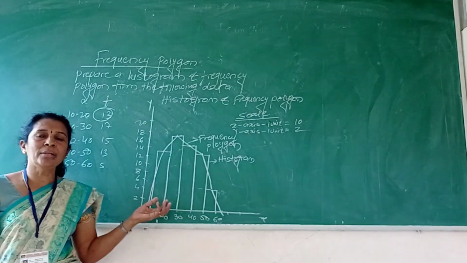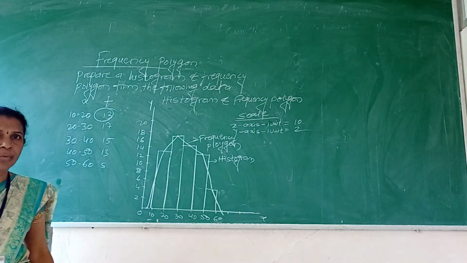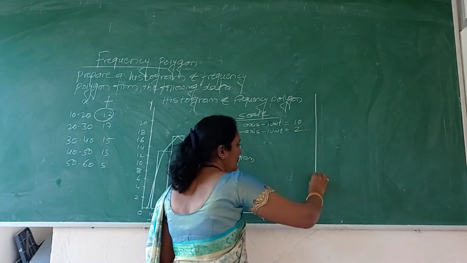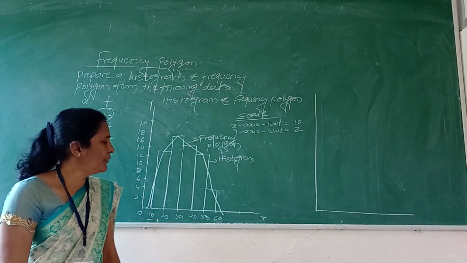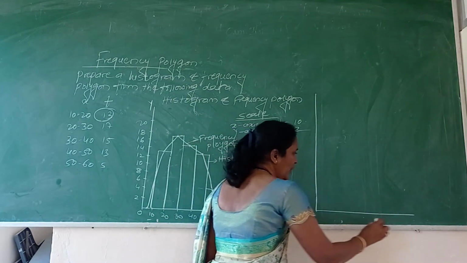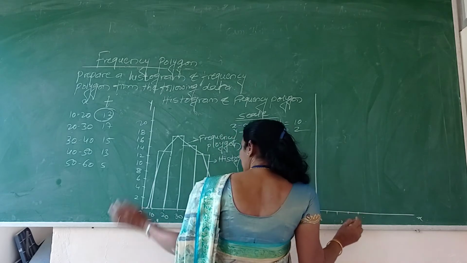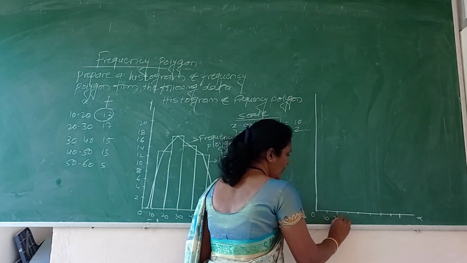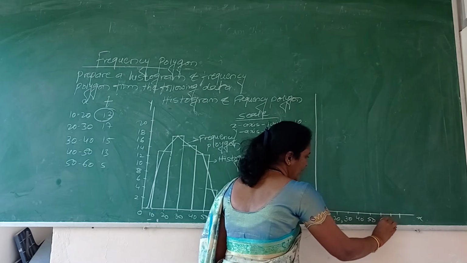For the same example, without histogram, I will draw the frequency polygon. How is it done? Just check it out. For the same problem, without the help of a histogram, how is a frequency polygon drawn? Take the scale as it is. On the scale take 10, 20, 30, 40, 50, 60.